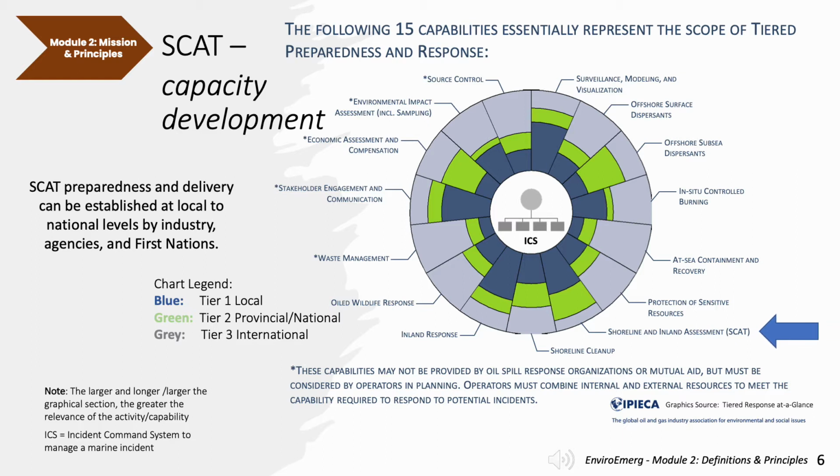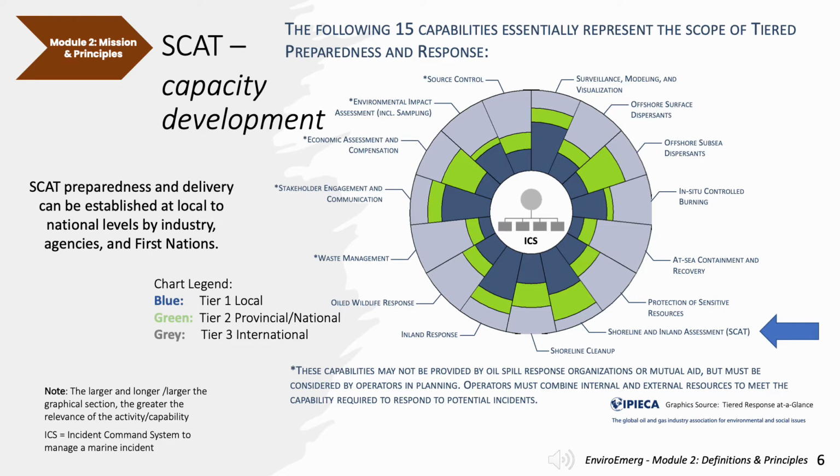Let's look at SCAT capacity development. SCAT preparedness and delivery can be established at local to national levels by industry, agencies, and First Nations. This is because an environmental emergency builds from the bottom up, beginning with the local community who will respond first. Other agencies and their contractors arrive on scene when and where needed to augment and build the response capacity and capability. This process is referred to as a tiered response based on resources, people, equipment, and technologies from local, regional, national, and international sources.